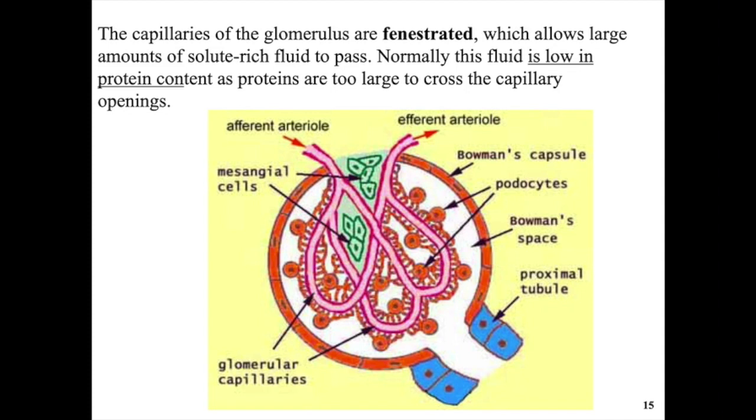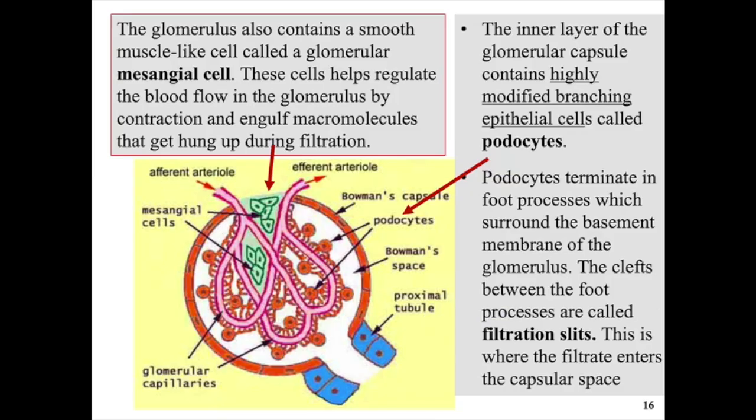Okay, so what are things that are too big? Cells will be too big. Most proteins would be too big. So only small particles can cross. But in addition to that component, there are other components that help control what moves, what the filtration is. We spoke a little about the mesangial cells. The mesangial cells, we are not going to talk much more about them, but they help regulate the blood flow within the glomerulus.